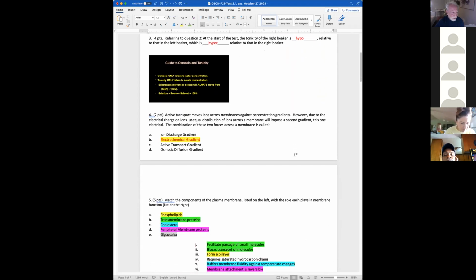All right, the next question is active transport moves ions across membranes against their concentration gradients. Due to electrical charge on ions, there is always an unequal distribution of ions across a membrane, and that imposes a second gradient. And what is it called? The answer is electrochemical.